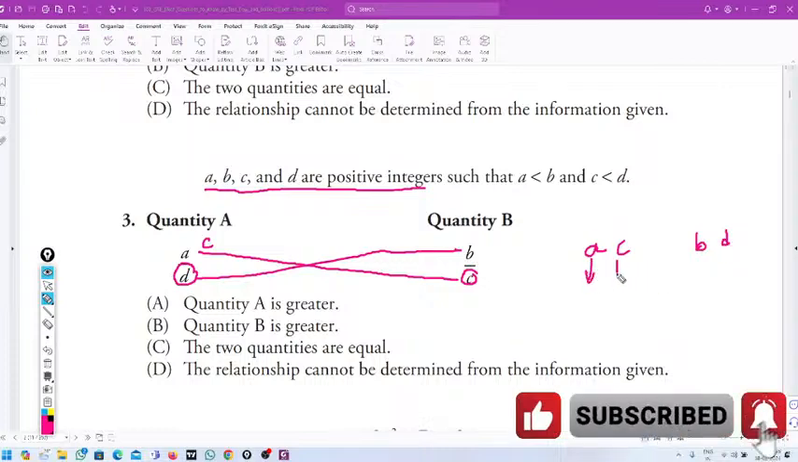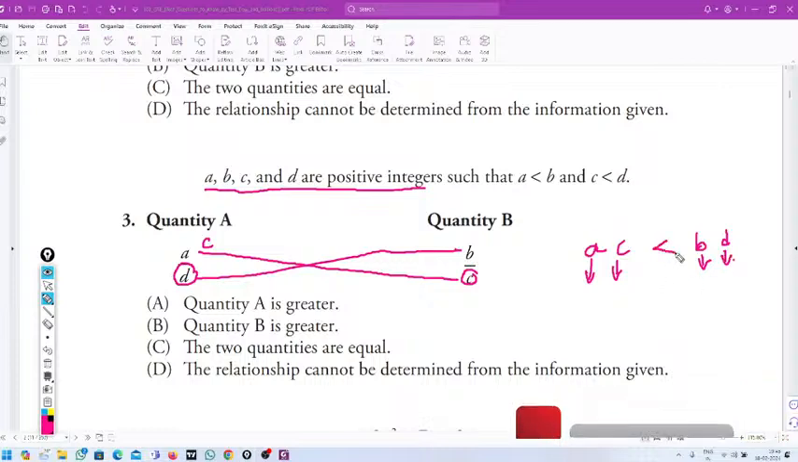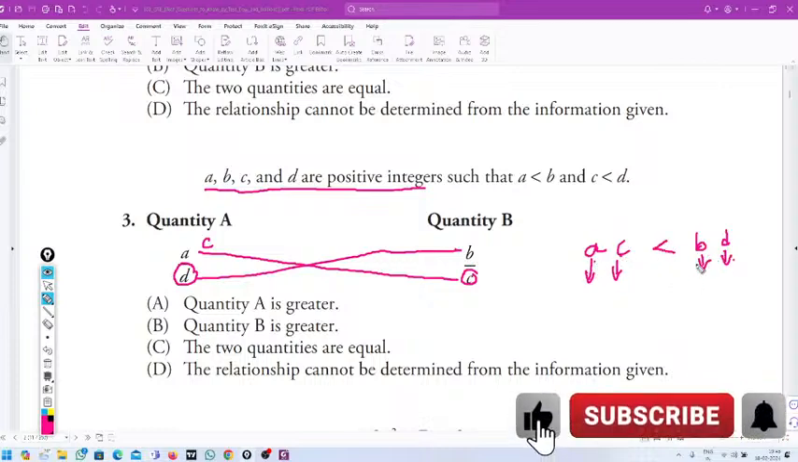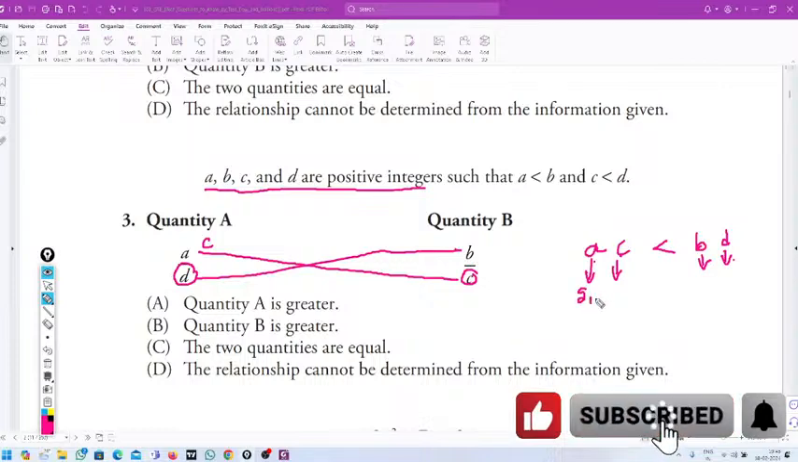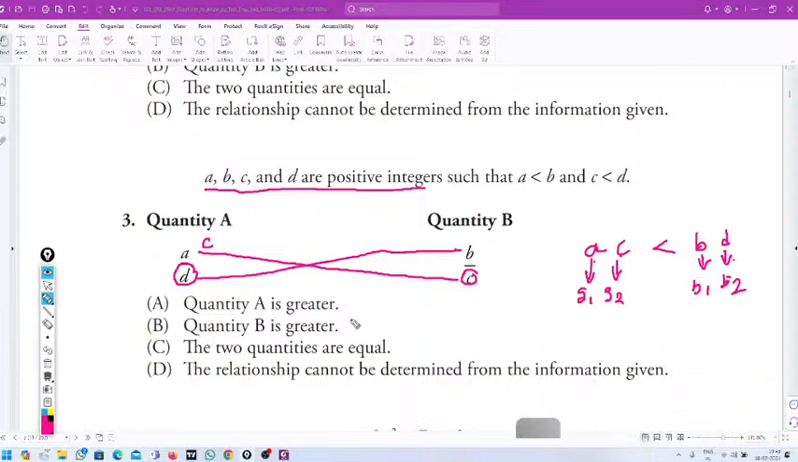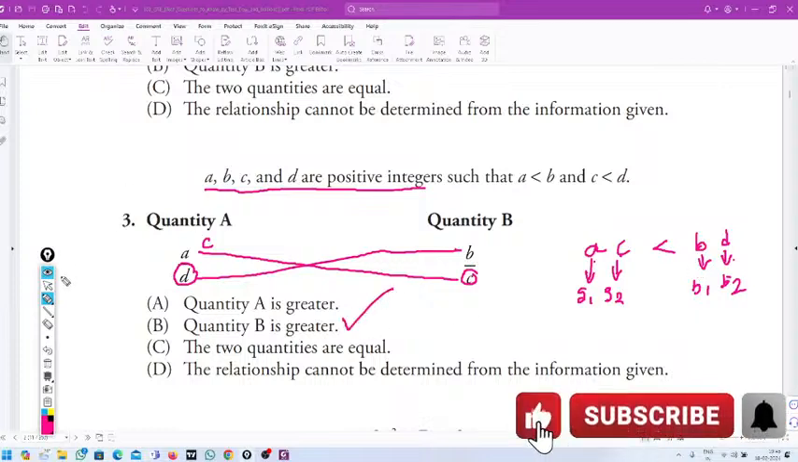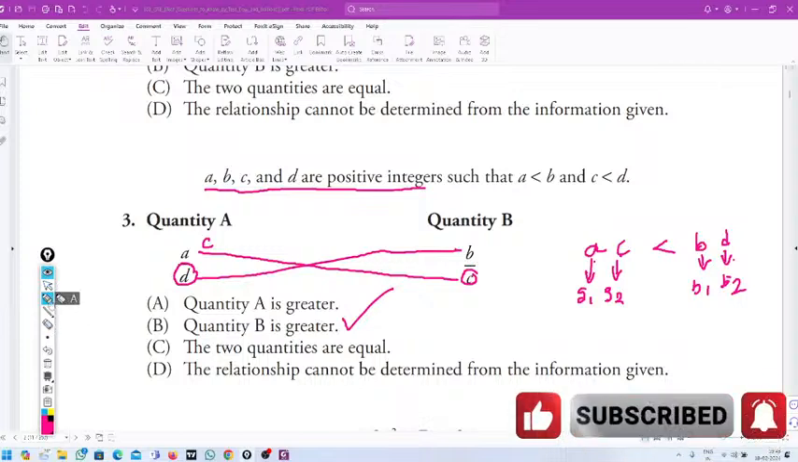When A and C are both smaller values and B and D are both bigger numbers, definitely I can say the relation A into C is always less than B into D, because these are smaller numbers S1, S2. These are bigger numbers B1, B2. So I can say here quantity B is greater. So we can see the next question.